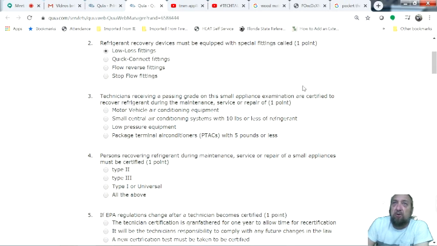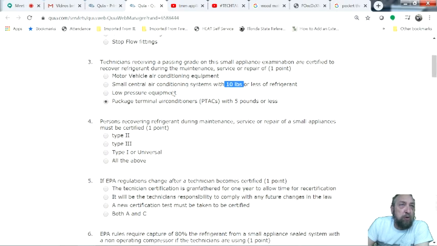We talked about those on Monday with the presentation. Okay, technicians receiving a passing grade on this small appliance examination are certified to recover refrigerant during the maintenance, service, and repair of what? PTAC, the package terminal air conditioners. Yeah, that's the closest thing to a small appliance. This one is MVAC. That's not part of it. This is 10 pounds or more. That's not part of it.